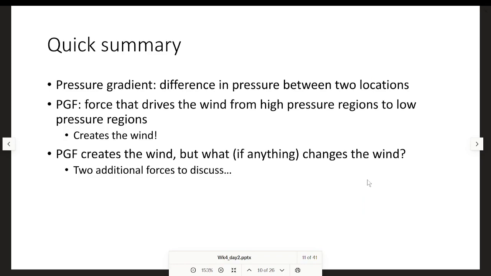Okay, quick summary. Pressure gradient: the difference in pressure between two locations. PGF is the force that drives the wind from high pressure regions to low pressure regions, and it creates the wind. The PGF creates the wind, but what changes the wind?